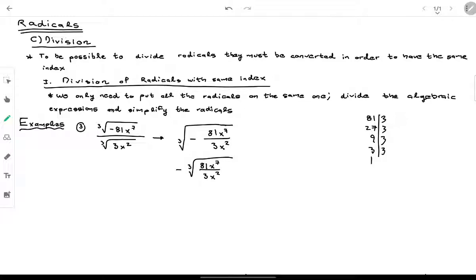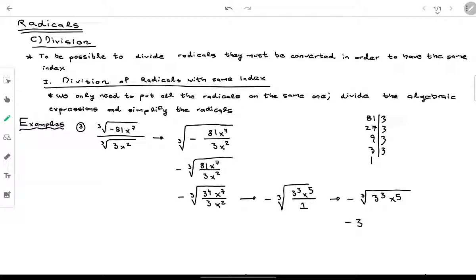If I decompose it, it's going to be minus the cubic root of 3 to the 4 x to the 7 divided by 3x squared. So we can simplify it, and it's going to be minus the cubic root of 3 cubed x to the 5 divided by 1. So it's going to be only minus the cubic root of 3 cubed x to the 5. So let's see whatever it's possible to take out.